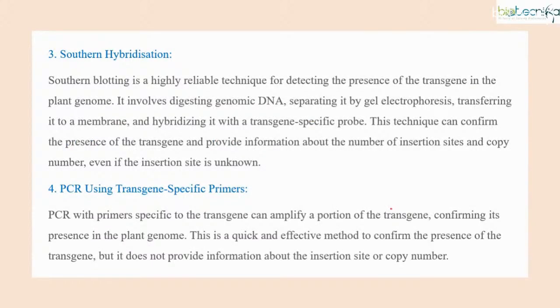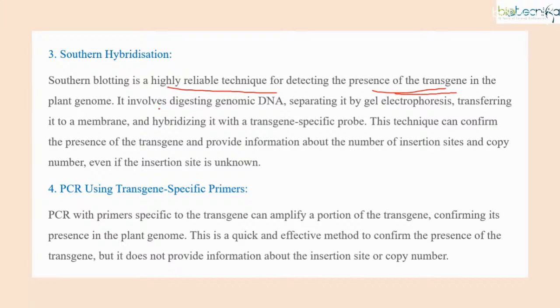Next we have Southern hybridization. You all are aware of Southern hybridization, which is a highly reliable technique for detecting the presence of DNA. You have three types of blotting, right? Southern is for DNA, Northern is for RNA, and Western is for protein. So obviously they will provide information regarding the presence of a transgene in the plant genome.